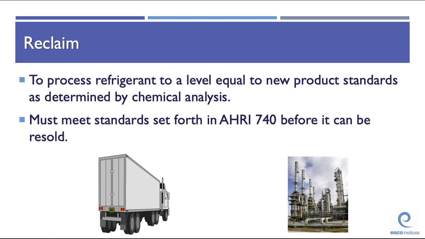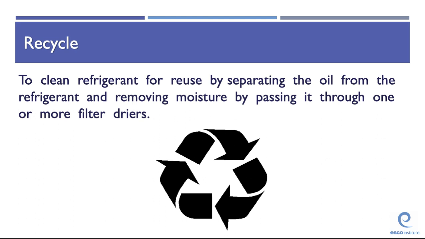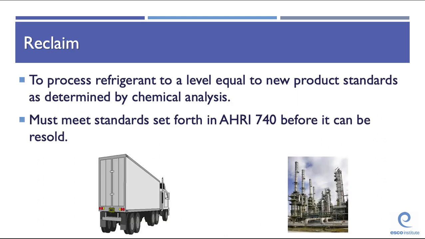So again, recovery, that's just the process of removing it and storing in an external container, and it can be put back into the same system or a system owned by the same individual. Recycling, it's cleaning up by passing through a number of filter dryers. Okay, once it's clean according to ASHRAE 700 standards, it can be sold to a different individual. Reclaiming has to be shipped to a chemical plant and reclaimed to new standards before they can be reused.